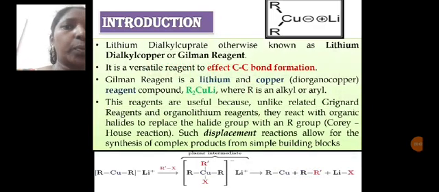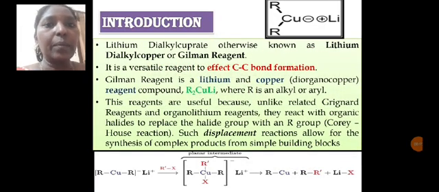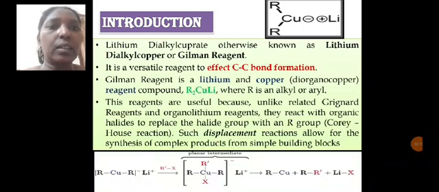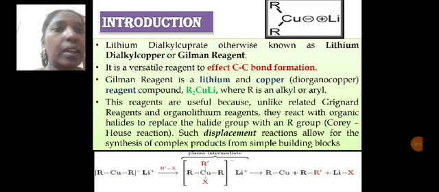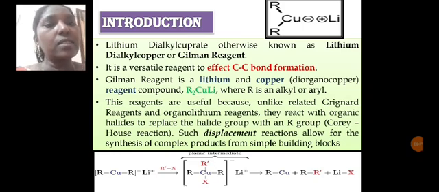Lithium dialkyl cuprate is otherwise known as lithium dialkyl copper, or commonly called Gilman reagent. It is a versatile reagent to effect C-C bond formation. That is, it is used in the reaction of C-C bond formation, and it is a lithium and copper compound, represented as R2CuLi, where R is an alkyl or aryl.